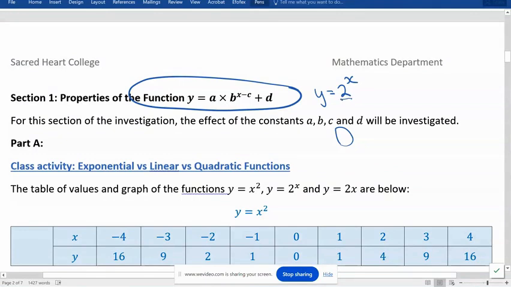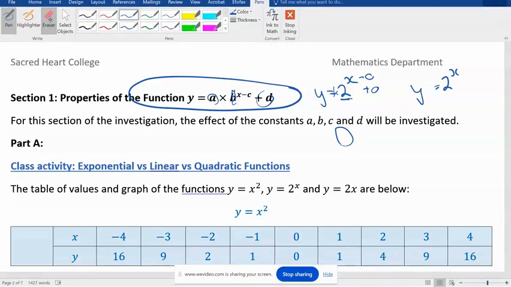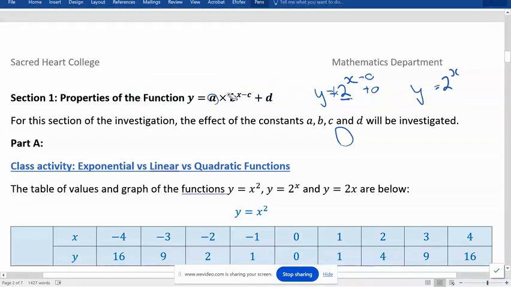But this value here, the 2, actually represents the B value. I know it seems weird that the A value is actually 1, so there isn't really a number at the front. The D value is 0, and there's no C value at the top. So really what you've got is just y equals 2 to the x. So what you're going to do is investigate all those letters, and we don't really know much about them, do we?